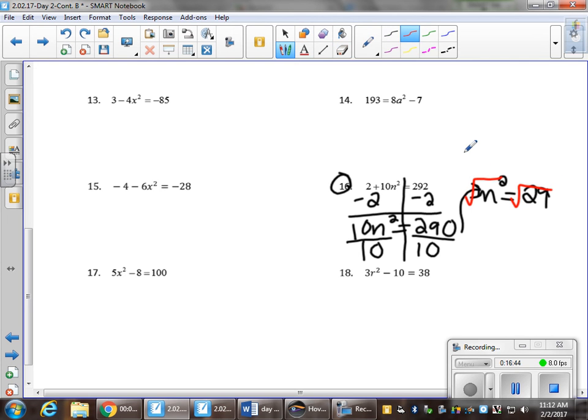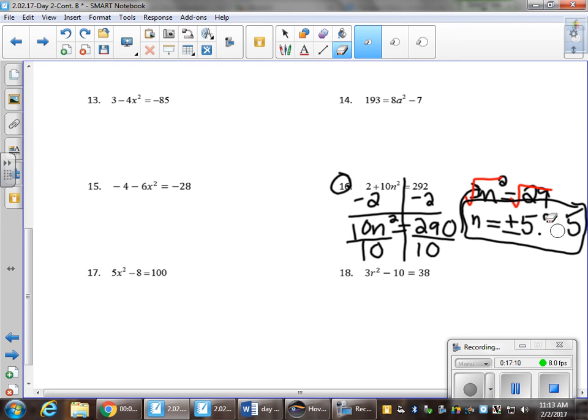Square root both sides. And what's our final answer? Plus or minus 5.835. What'd you get? I got 5.3. Oh, did I write it wrong? 5.385?